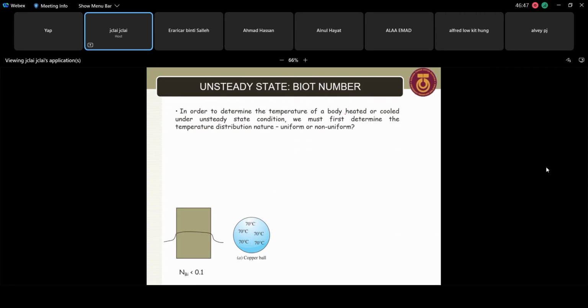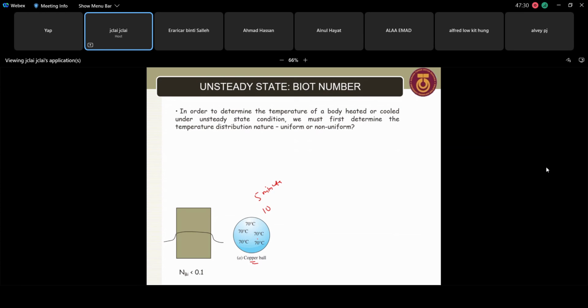our interest is we want to know, let's say, if we cool this copper ball down, initially it's 70 degrees Celsius. After 5 minutes, what is the temperature of this object? Then after 10 minutes, what is the temperature? So if I want to design a system to cool down, let's say the copper ball is my product. I want to design a system to cool it down.